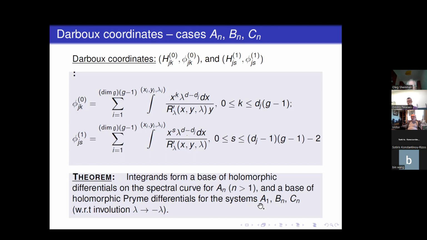Let me explain that the systems A1, B, and Cn are distinguished by the fact that their spectral curves possess involutions. Lambda are invariant with respect to the involution lambda to minus lambda. And prime differentials are differentials skew invariant with respect to this involution.